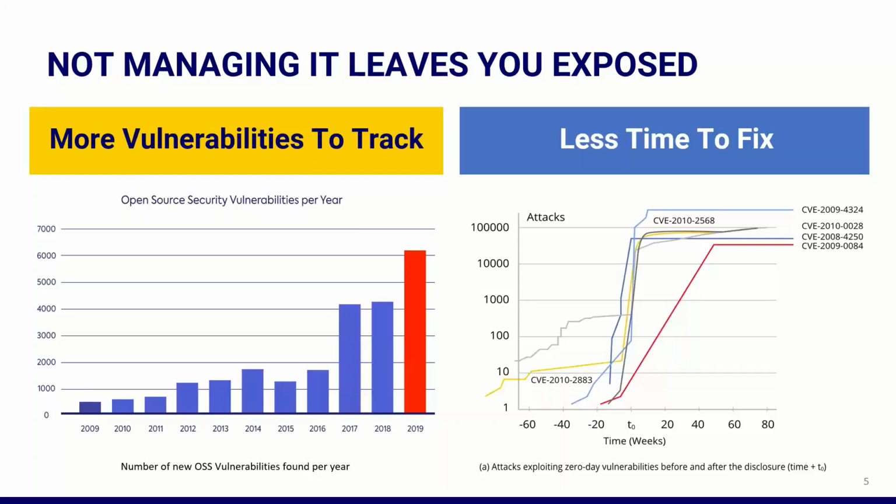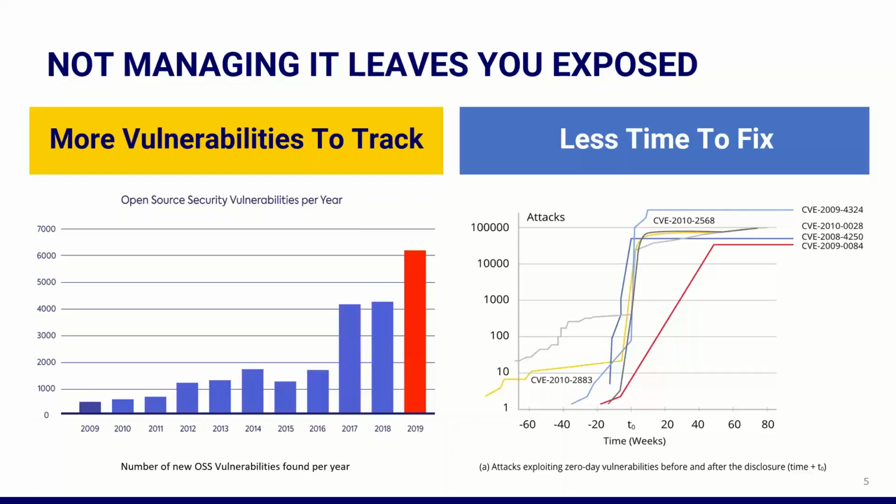So here on the left-hand side, you can see the number of new open source software vulnerabilities found per year. And I can also already say that for 2020, we started gathering the data, and it's almost 2 times larger than 2019. So this is really becoming a very problematic thing, and you cannot ignore it anymore.